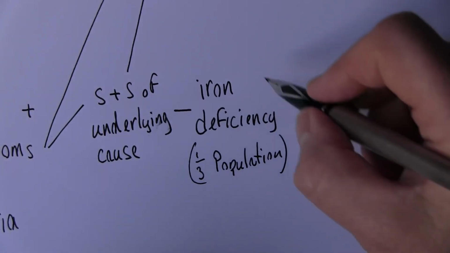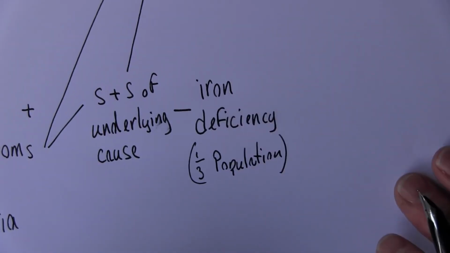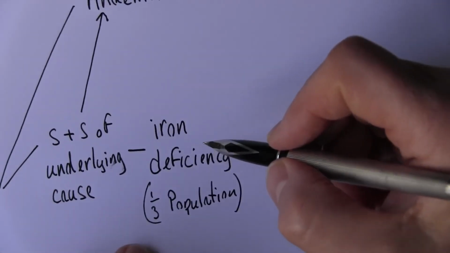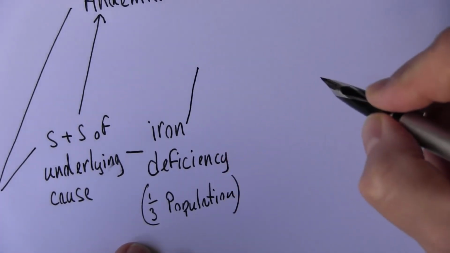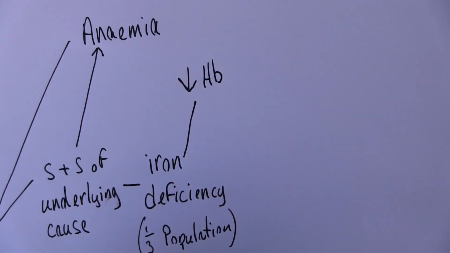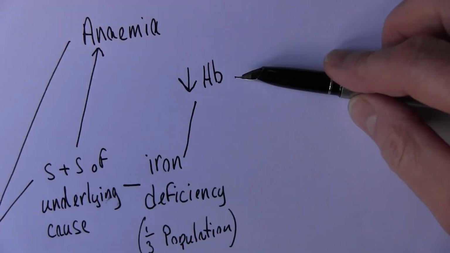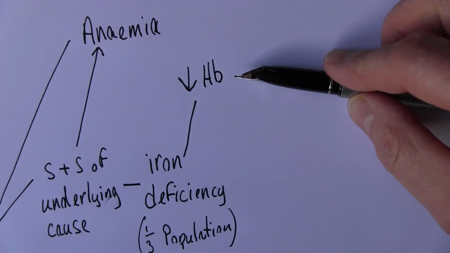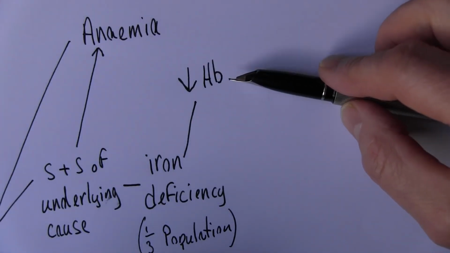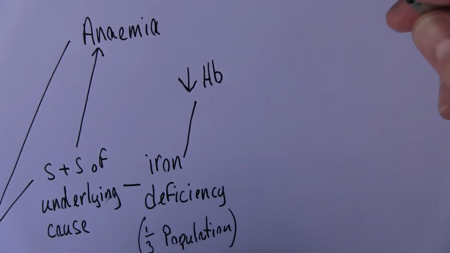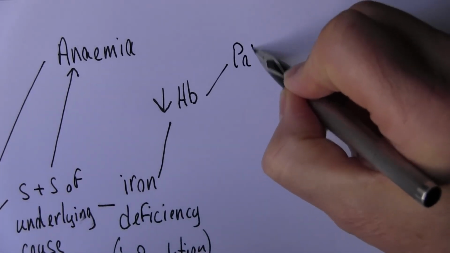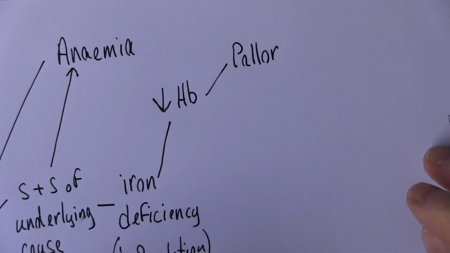So what are the signs and symptoms of iron deficiency? Well, iron, of course, is essential for the formation of the hemoglobin molecule. We know this already. So if there's iron deficiency, there's going to be a reduction in the amount of hemoglobin in the body. And the hemoglobin is what makes blood red. So there's going to be less redness, if you like, in the body because there's less hemoglobin. And one of the features we get with reduced hemoglobin is pallor. Pallor just means pale, really.